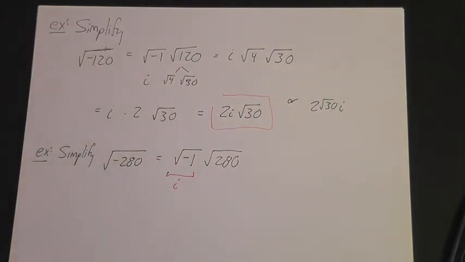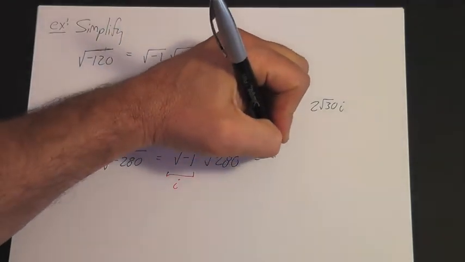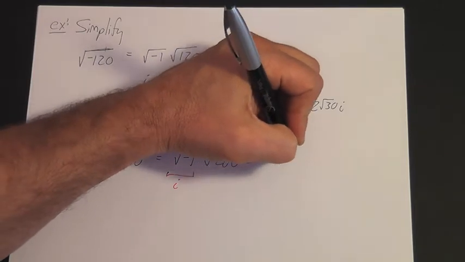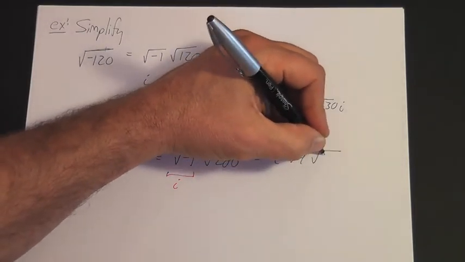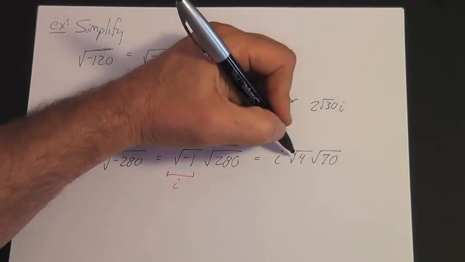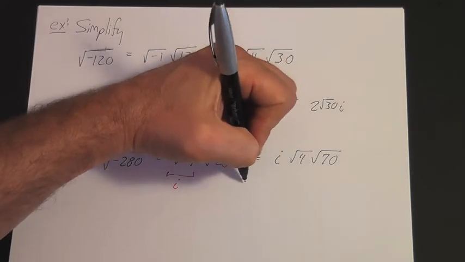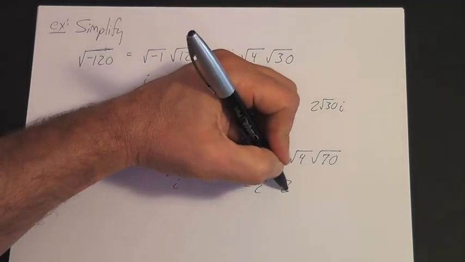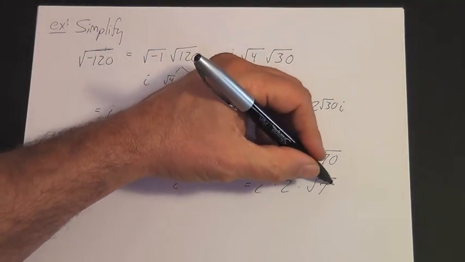Now 280 is 28 and 10. But 28 and 10 is not going to do any good because they're not perfect squares. So it would be 4 and 70. We can try to do a larger number. Let's do 4 and 70. That's i square root of 4 square root of 70. Square root of 4 is 2, so that's i times 2 times square root of 70.